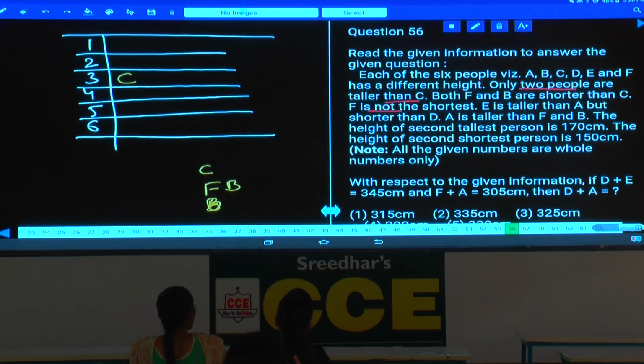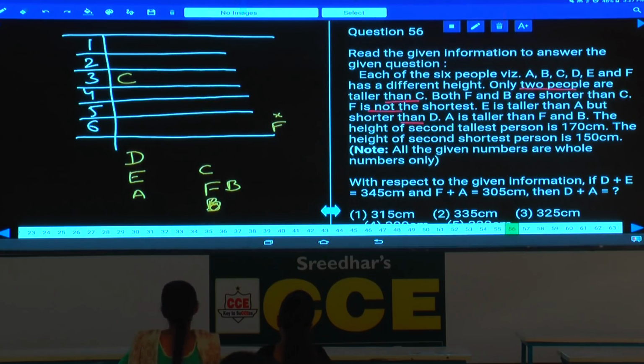F is not the shortest. As F is not the shortest, F cannot be here, isn't it? But as F and B are the shortest, then who will be at this place? Maybe B or someone else. As of now, we cannot finalize this one. E is taller than A, but shorter than D.